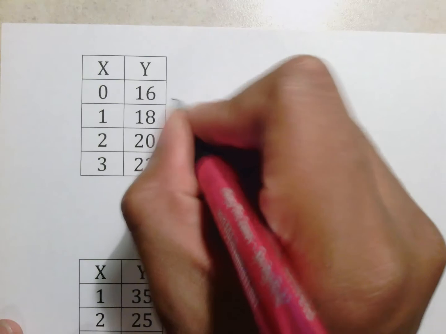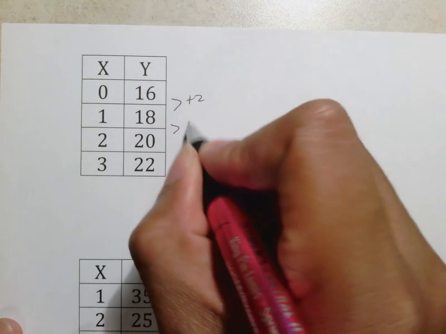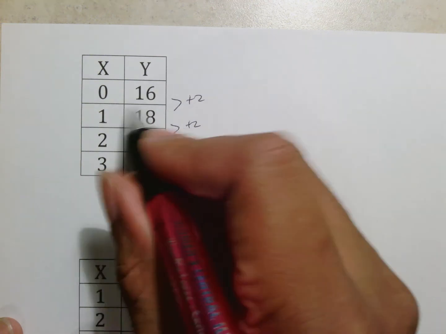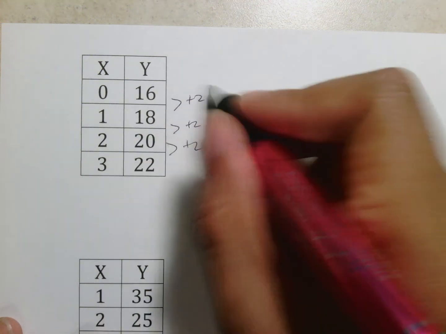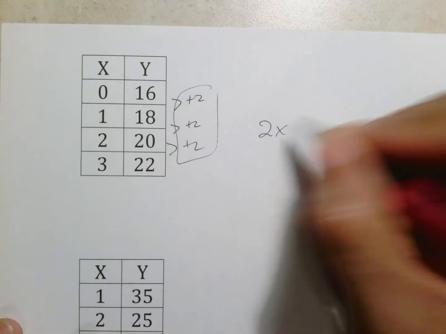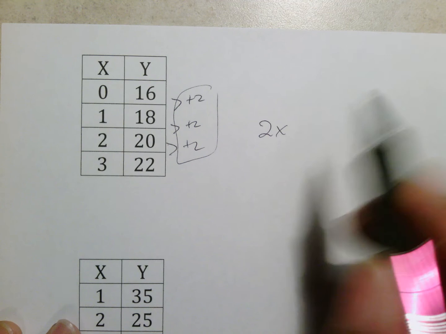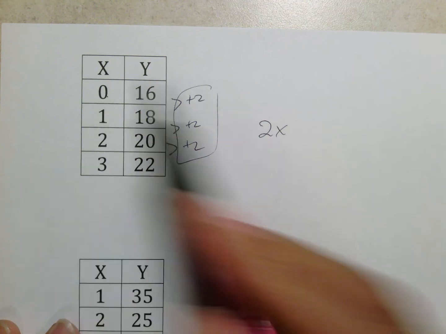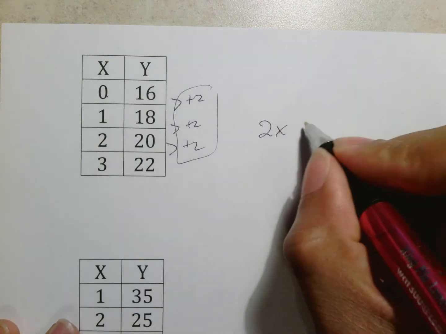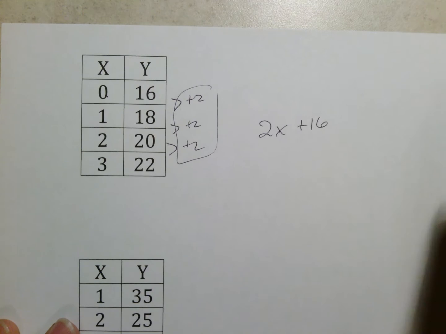On this one, you notice that we are going plus 2 from 0 to 1, plus 2 from 1 to 2, plus 2 here also, which means that our common difference is 2. So we know that our initial pattern is going to be 2x. Then what you have to do is take this number, plug it in here. Of course, 2 times 0 is 0, and if I want to get to 16, I obviously have to add 16.